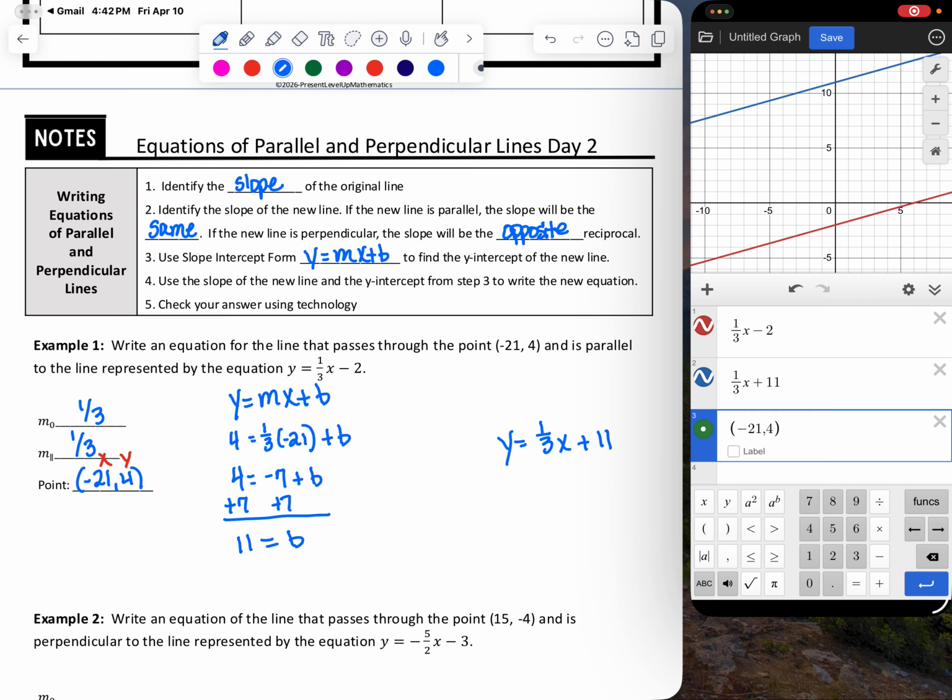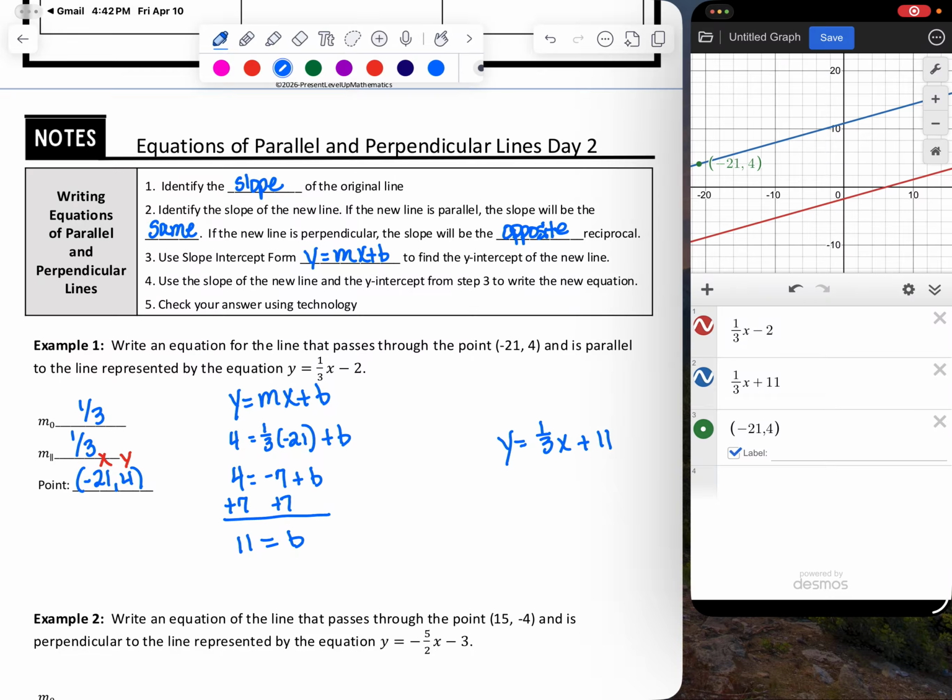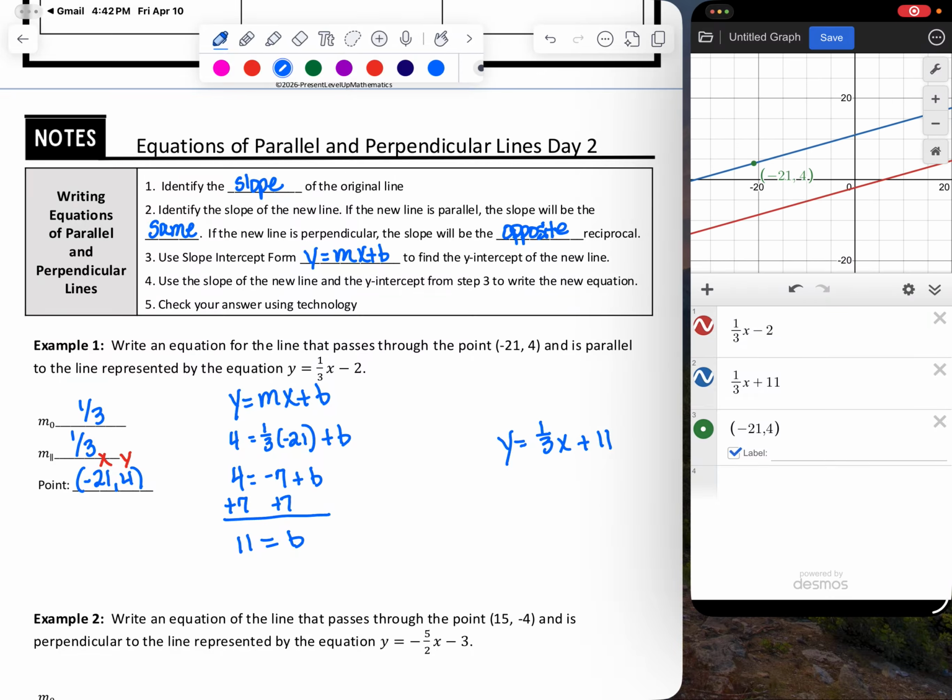Then I'm going to have it label it. Now, negative 21, I'm probably going to have to zoom out to see. Yep. Okay, so notice here, negative 21, 4 is indeed on that new line. So now we know we've got the problem correct. We're just checking to make sure that new line contains the point we're looking for.